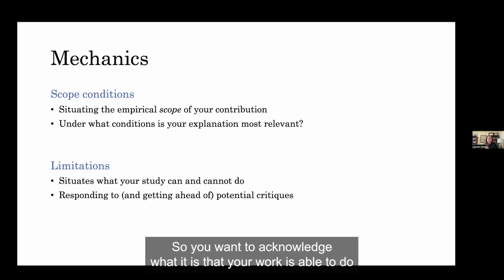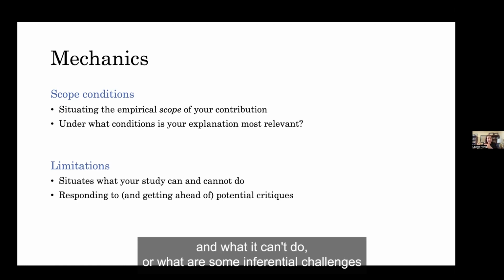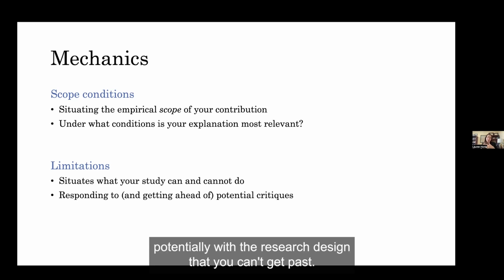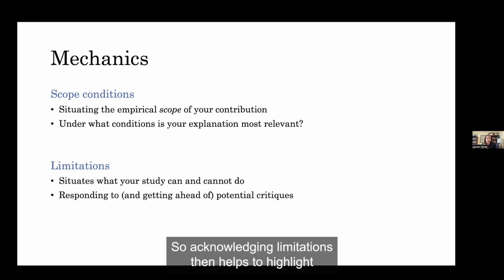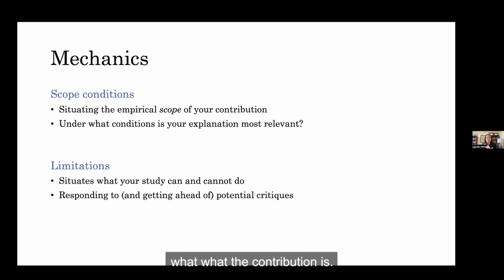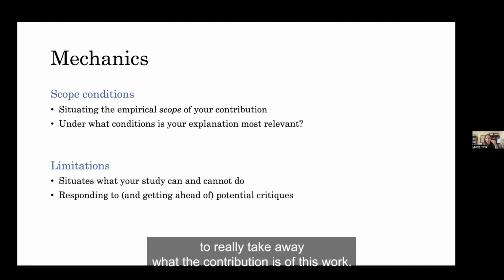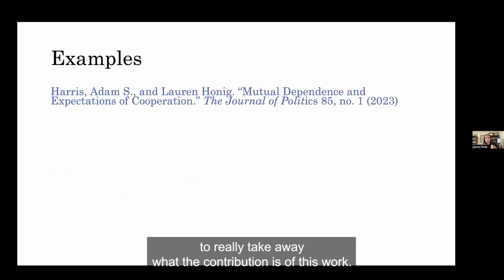So you want to acknowledge what it is that your work is able to do and what it can't do, or what are some inferential challenges potentially with the research design that you can't get past. But this really helps you to be clear about what you are doing as well. So acknowledging limitations then helps to highlight what the contribution is. And again, that is really a key part of the frame, is to help your reader to really take away what the contribution is of this work.